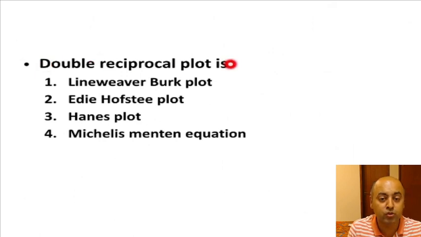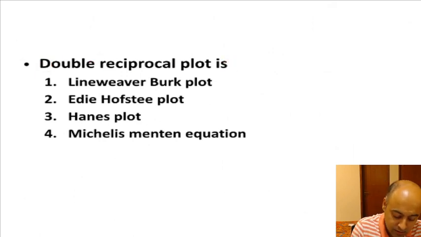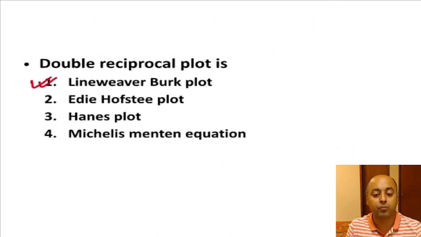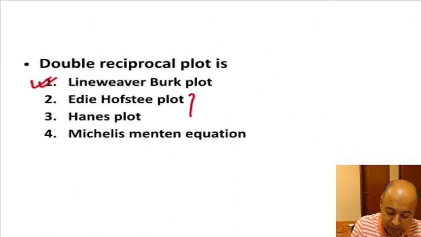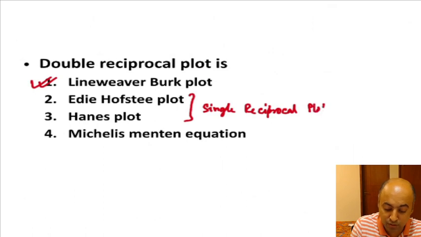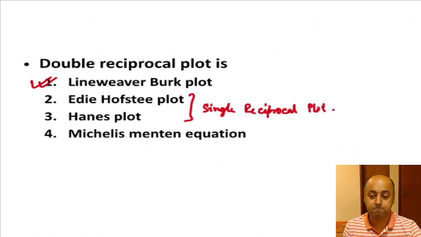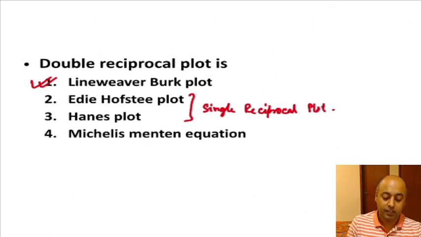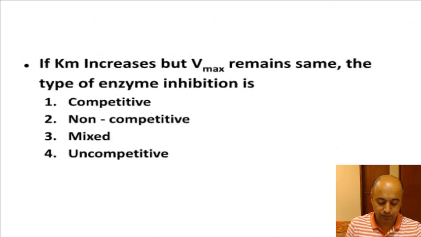The double reciprocal plot is also known as, the answer is Lineweaver-Burk plot. We've just seen this. The double reciprocal plot is the Lineweaver-Burk plot. Eadie-Hofstee plot and Hanes-Woolf plot are the single reciprocal plots. We have written these names. It is the single reciprocal plot. Very good, very good.